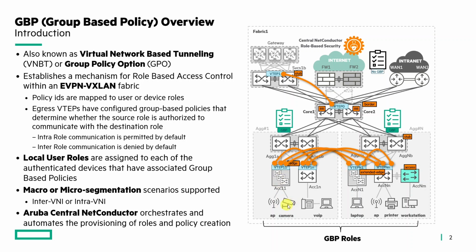So if we're communicating with, say, an AP here and a printer across to this segment, this egress VTEP would have a policy that would either allow or deny that. Local user roles are assigned to each of the authenticated devices that have associated group-based policies. We support both macro and micro segmentation scenarios for either inter-VNI or intra-VNI, same switch or across different switches.